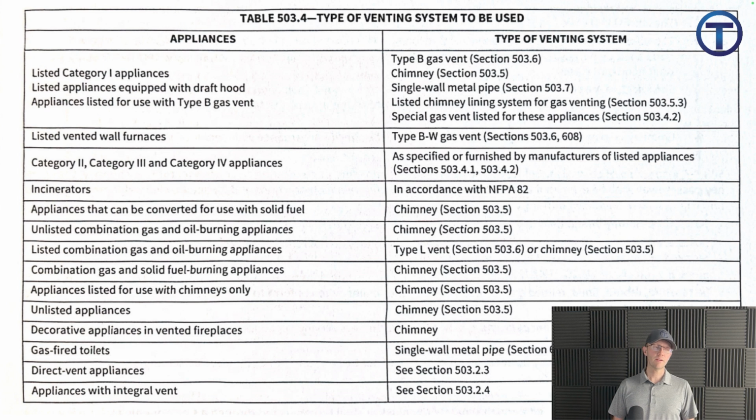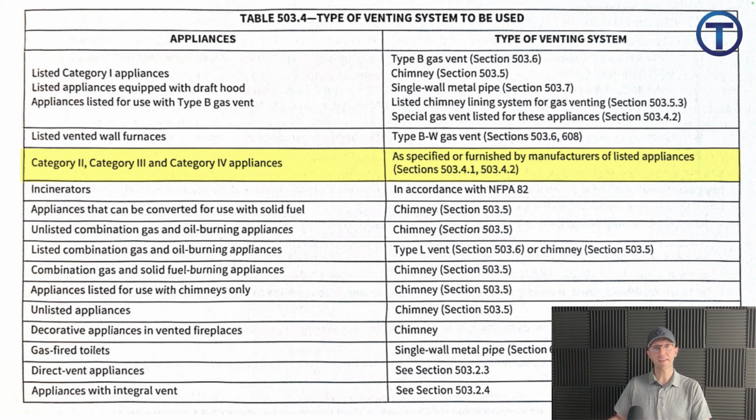The next line down here, we got listed vented wall furnaces. They are type BW gas vent, very specific venting for that particular appliance. And then we get into category 2, 3, and 4 appliances. And again, 4 is going to be the high efficiency. Instead of giving us a whole list for each of those, like we see on the category 1, it just says as specified or furnished by manufacturers of listed appliances. So there are different options, right?